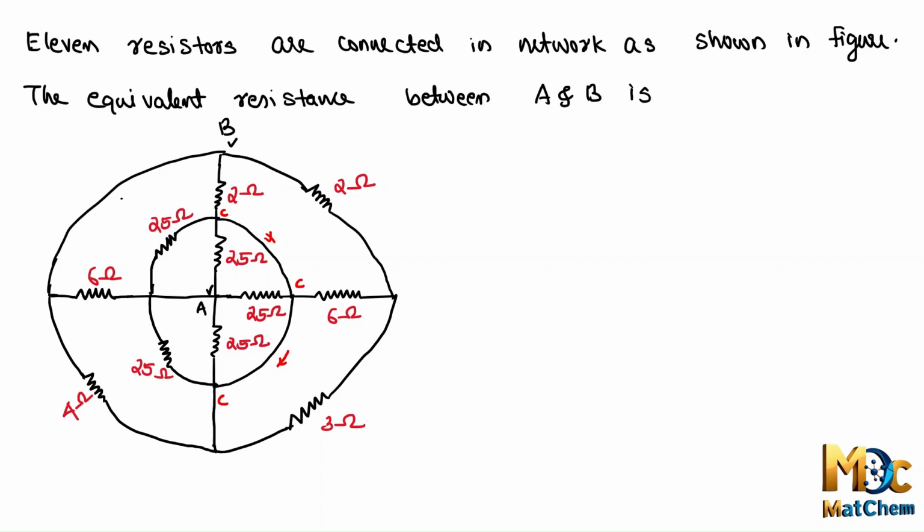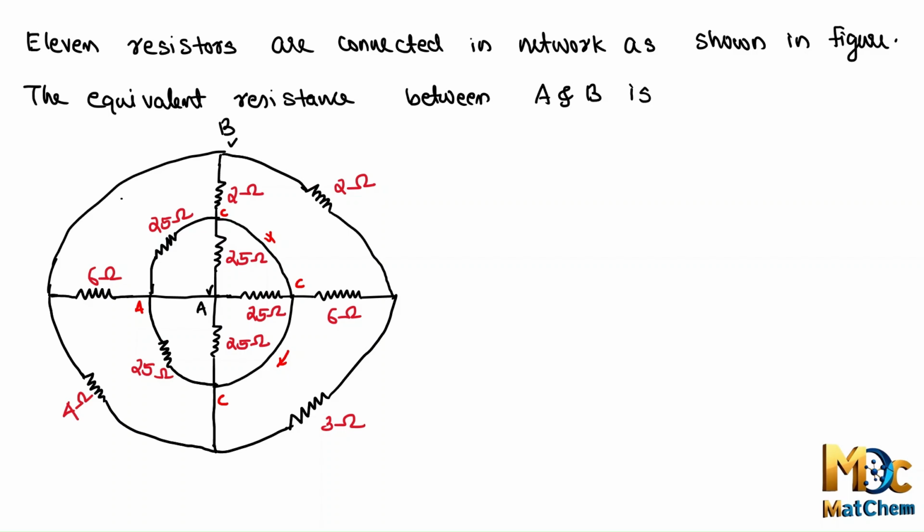Understood? In the same way, from this particular point A, in this path, there is no resistor. Since there is no resistor, the potential at this point and the potential at this point will be the same. So we can say that this is also going to be A.